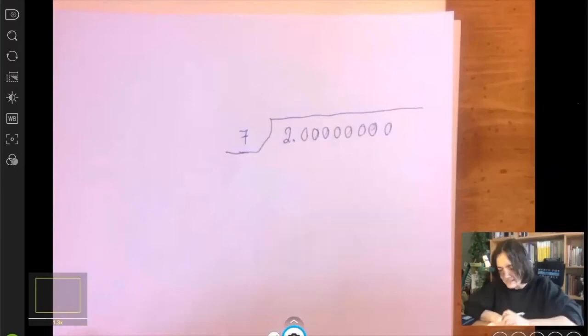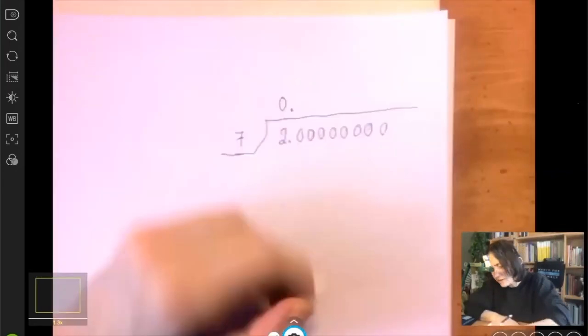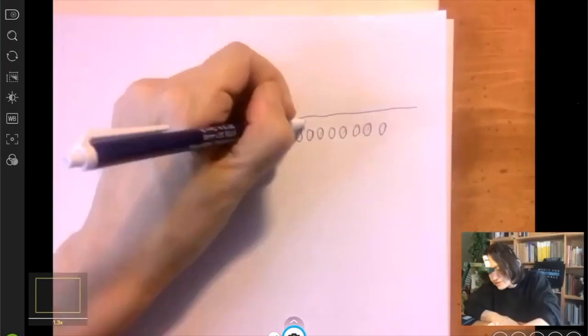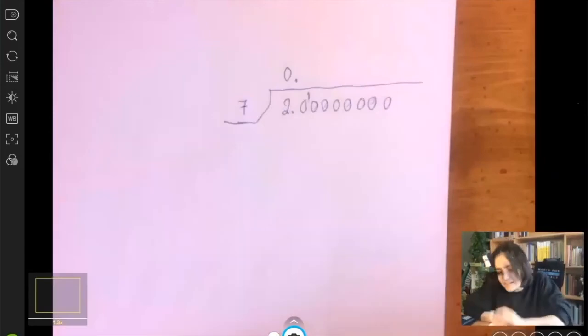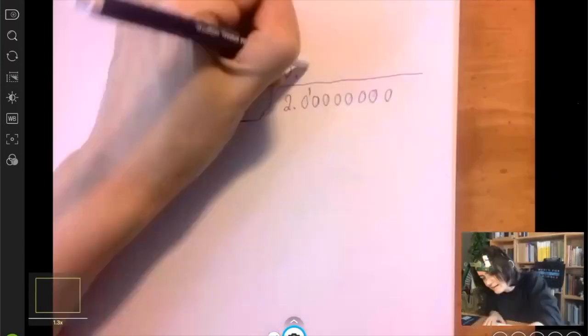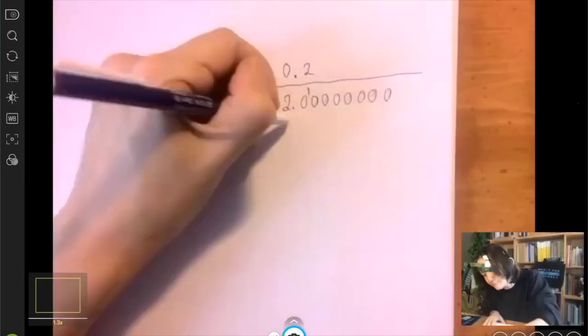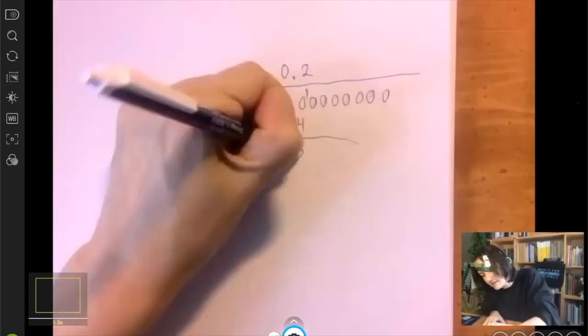7 goes into 2, not at all, right? All right, what about 20? Yeah, in my country, we had to do little tick marks. You guys don't, but 20 divided by 7. 2, very good, because 2 times 7 is 14. We write it down and subtract. 20 minus 14, that's 6.